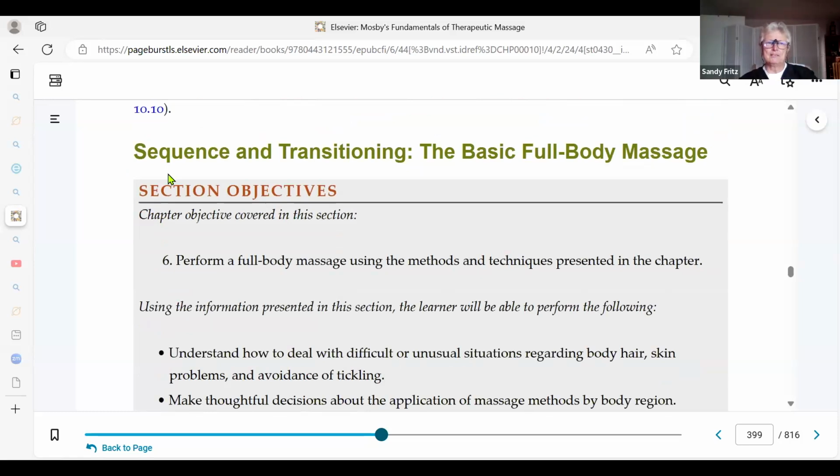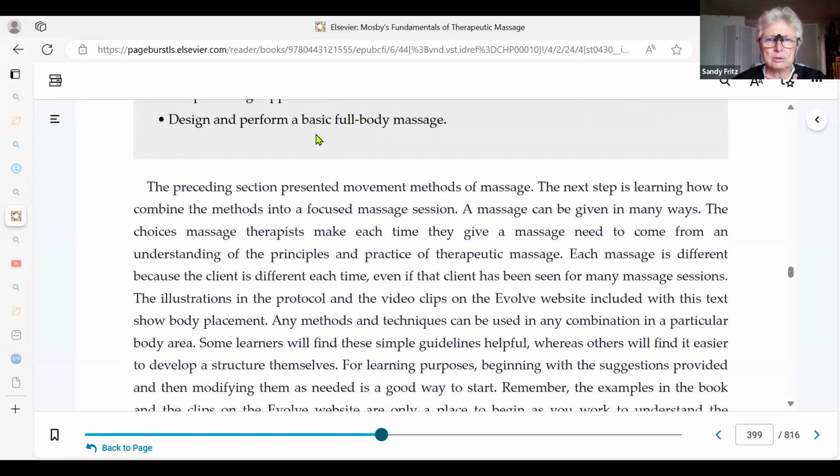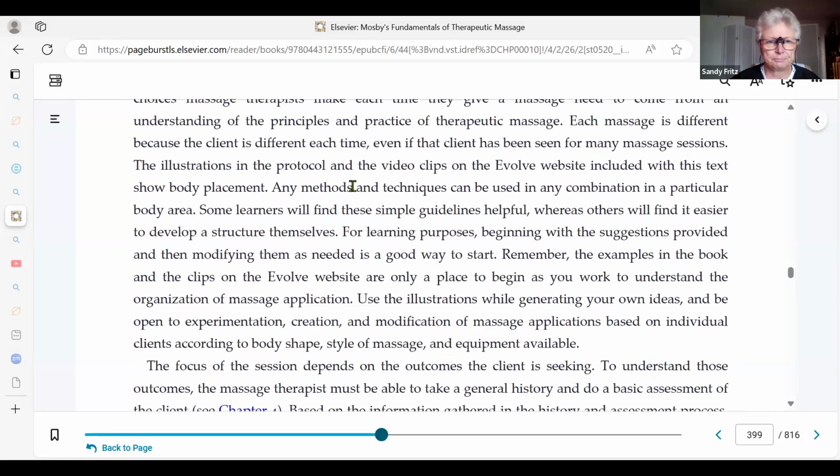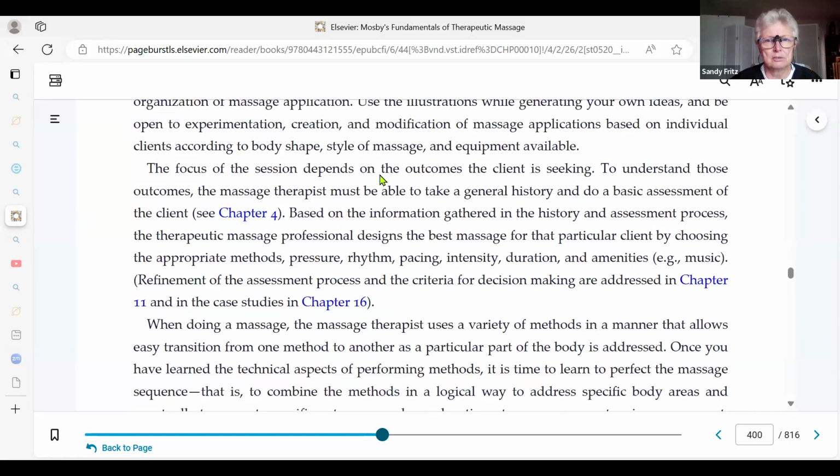The next part of this chapter is how to pull this together into a full body massage. So Luke starts you out with a sequence, the massage maps, so that you know how you're going to move from one part of the body to the other. And then methods are introduced, and then methods are combined, and so forth.